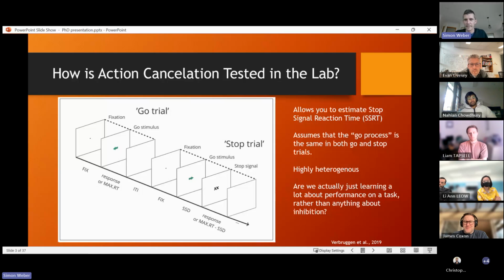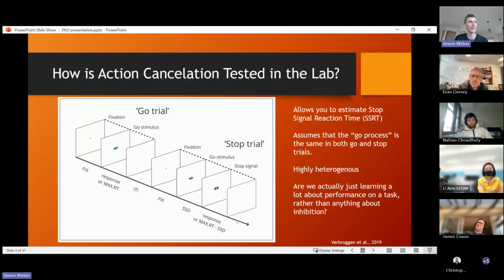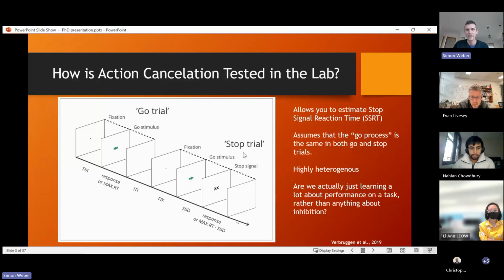The other thing I want to mention is that these tasks are highly heterogeneous, both before and after this consensus paper that came out in 2019. Sometimes this is because people are investigating particular things, so they've set up the experiment to look at something in particular, and it's a conscious decision. Otherwise, at other times, it's just arbitrary. So people might just decide, oh, it's easier to set up an auditory stimulus than a visual one. So yeah, point being, highly heterogeneous.